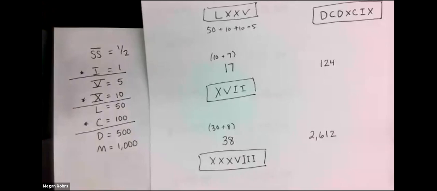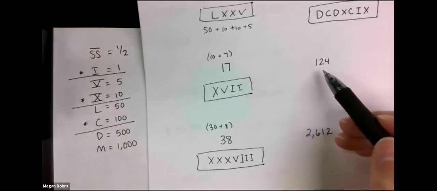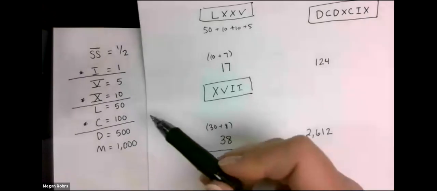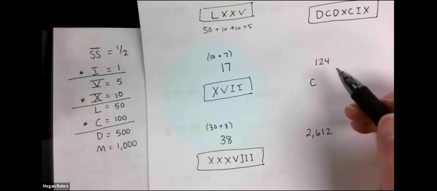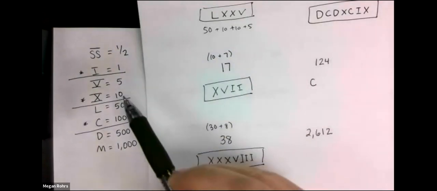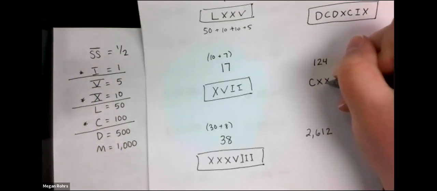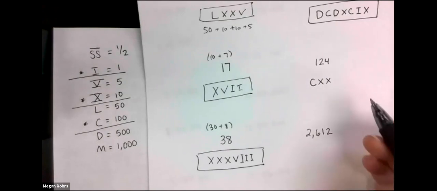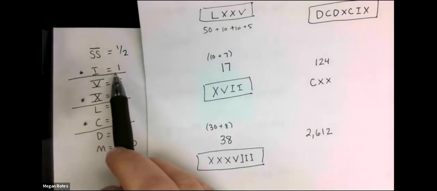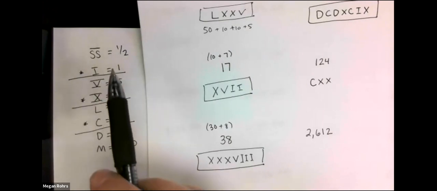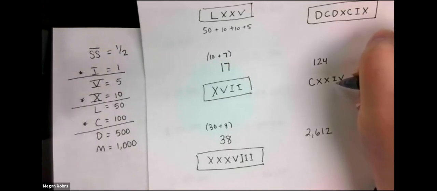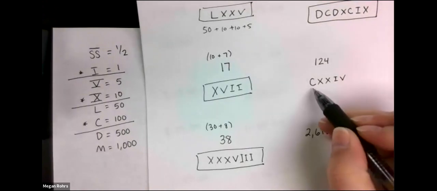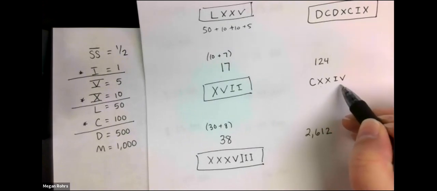All right, now let's look at 124. Well, closest Roman numeral would be 100. So C would give us 100. Now if we want to write out 20, we could take X twice because that would give us 20. And then we need to write out 4. Remember, we cannot do 4 I's, that would break the rule. So we would need to do IV. So that would give us 5 minus 1, which would be 4. So 124.